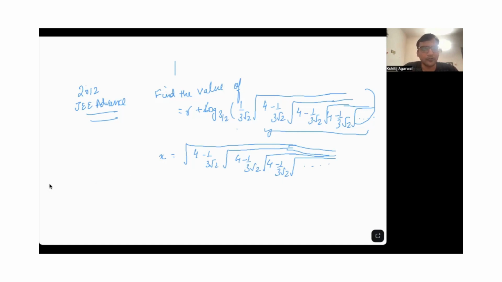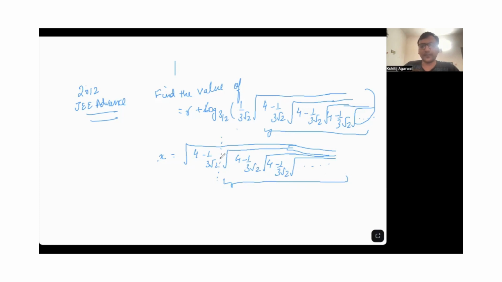Now we have to make an observation. We can see that this x has infinite terms. If I remove one term and focus on the remaining part, what can we say about it? This remaining part also has infinite terms, and those terms have the same pattern as x, which is 4 minus 1 upon 3 root 2. So even after removing this part, it still represents x only.